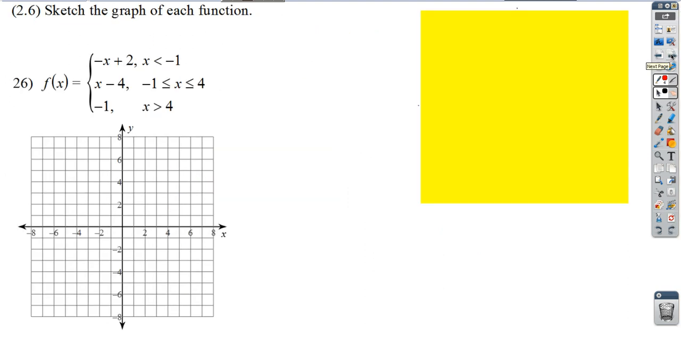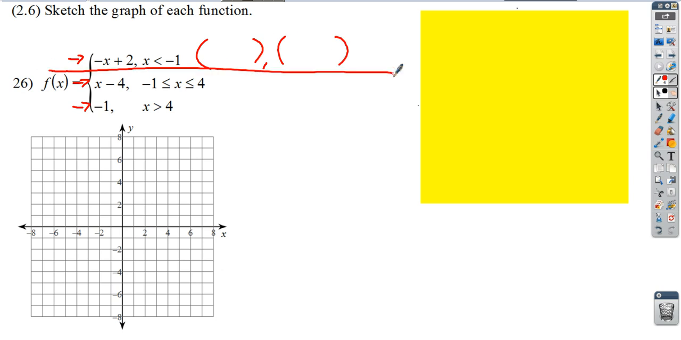Alright, 26 is a piecewise function, and it's called a piecewise function because it has 3 pieces. You can see this one, and this one. So what we need to do is graph 2 points. A line needs 2 points for each part in the line. So let's start by getting 2 points from here. And one of the points for x should involve this number. So I'm going to put in -1. How do I find the y value? I just plug in -1 right there.